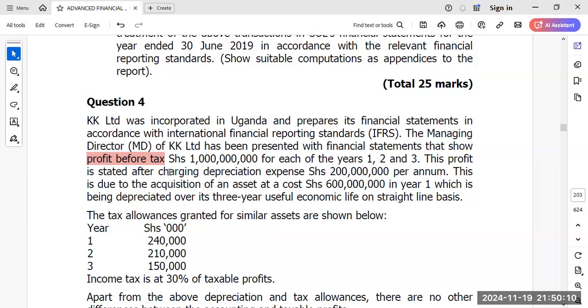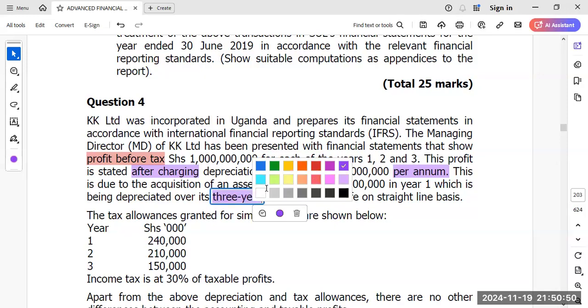This profit is stated after charging depreciation expense of shillings 200 million per annum. If you are in an exam, sometimes we don't see these words. This is also per year. This is due to acquisition of an asset at a cost of this in year one, which is being depreciated over its 3-year useful economic life on a straight line basis. It is very key also. They have given you the cost of an asset.